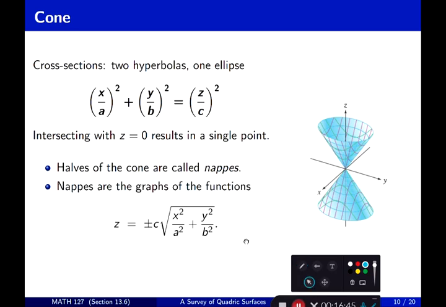And also notice that nappes are graphs of functions. Solve for z in here: z equal to plus or minus c square root of x squared over a squared plus y squared over b squared. And so each upper half or lower half of the cone are also graphs of functions.